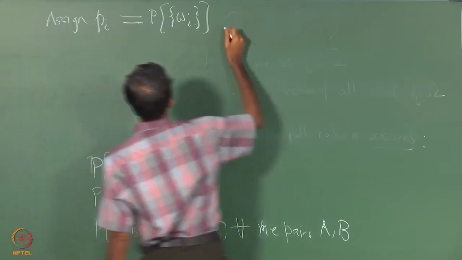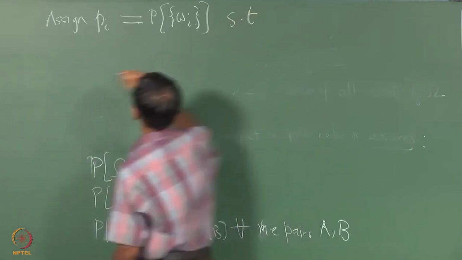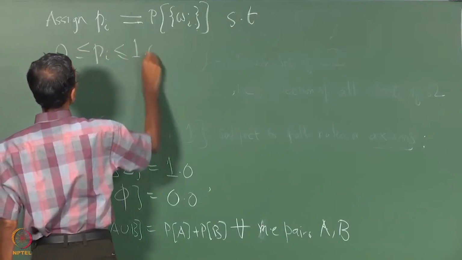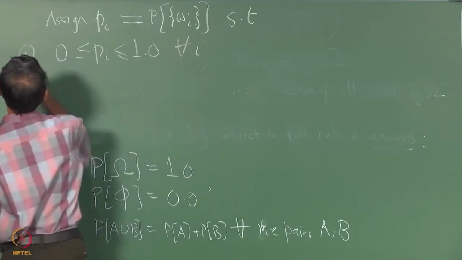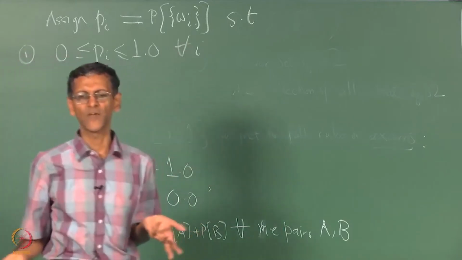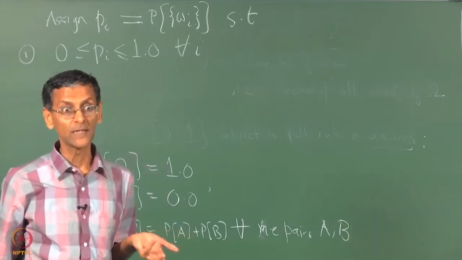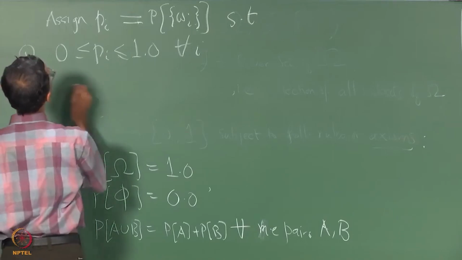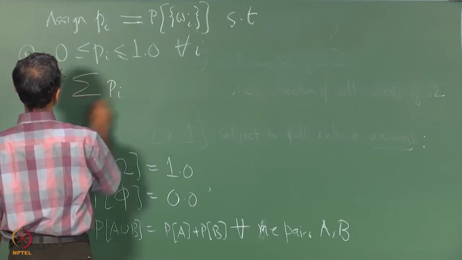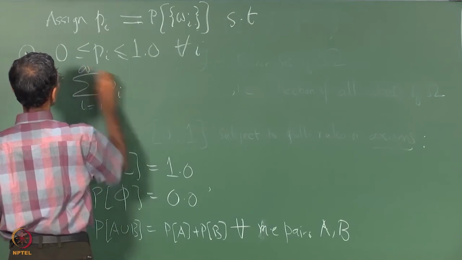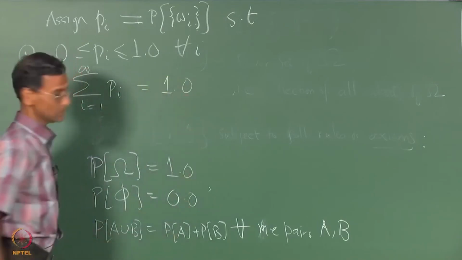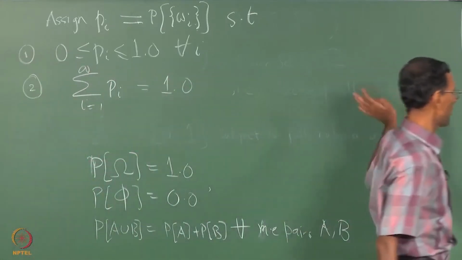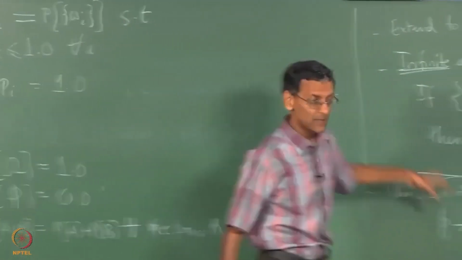Let me say pi is such that this pi is between 0 and 1 for all I, obviously. This obviously has to be satisfied, otherwise pi cannot be a probability. Then secondly, the sum of pi over I equal to 1 to infinity is 1. So when omega is discrete, all of this applies only to this case when omega is discrete, right?